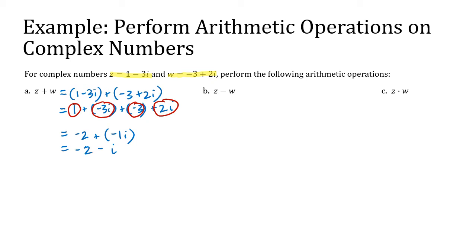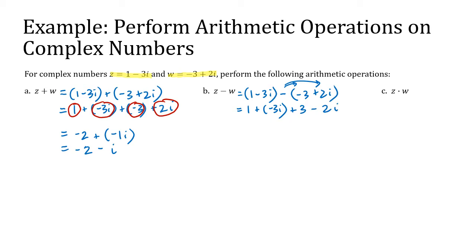Now let's go to z minus w. So same thing, I'm going to have 1 minus 3i, but now I'm going to subtract -3 plus 2i. Those parentheses are important because they're going to help remind us that we need to distribute this negative to both of those terms. So I'm going to rewrite this as 1 plus -3i, and now I'm going to distribute that negative. If I distribute the minus to the -3, that's going to turn into a +3. And if I distribute the minus to the 2i, I'm going to get minus 2i.